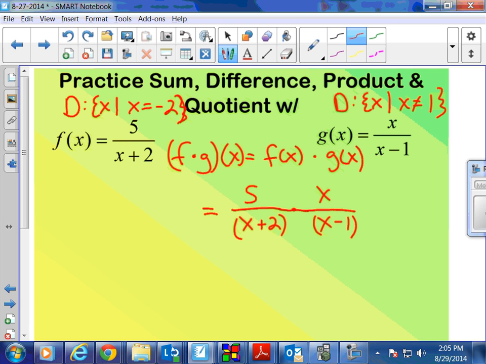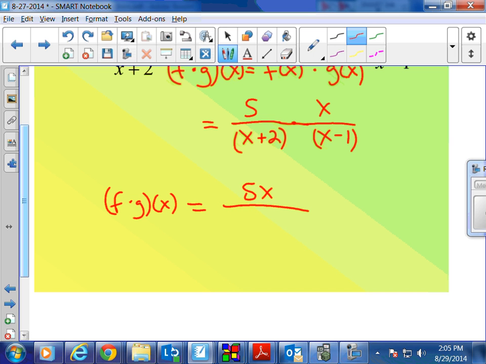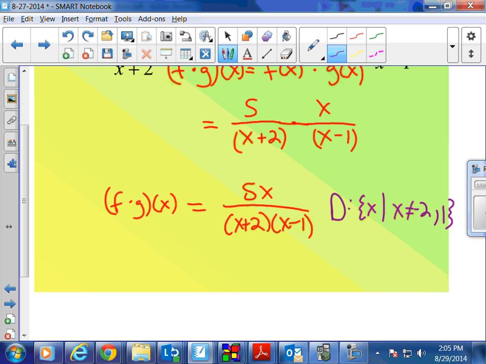So in this case, my equation is almost already complete once you do the substitution, because f times g of x is really just 5x over x plus 2 times x minus 1, and we must include the domain restrictions. Our domain restrictions are all real numbers of x such that x does not equal, I'm sorry, -2 or +1. So that's how we get that.